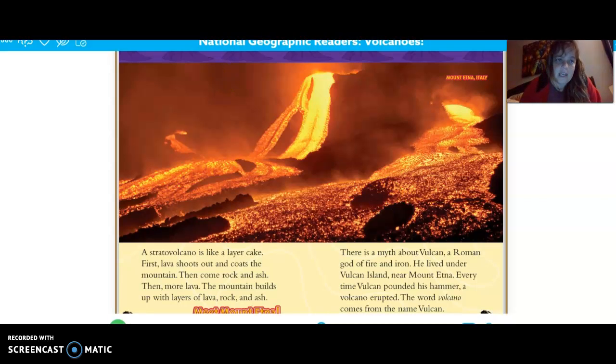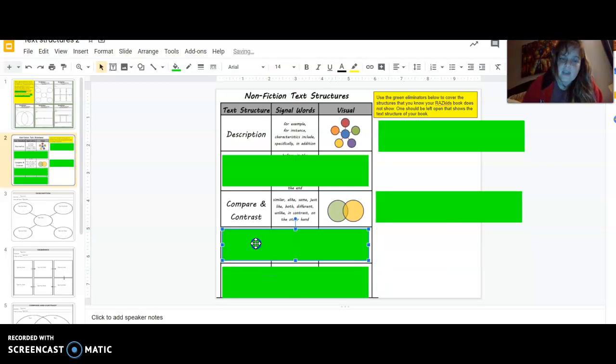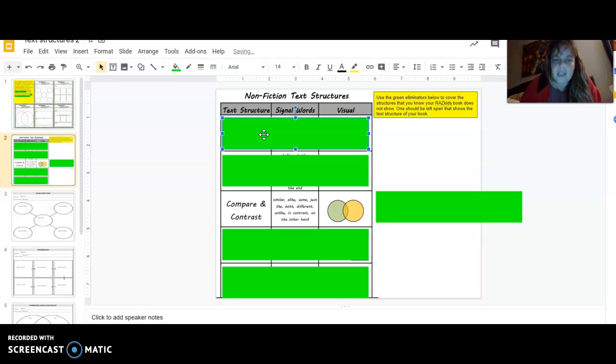So what I'm thinking is, I'm going to do compare and contrast. So I'm going to cover up, I mean, yes, there was cause and effect. Yes, there was description for sure. But in terms of this assignment, I feel like I can give the most examples for compare and contrast.